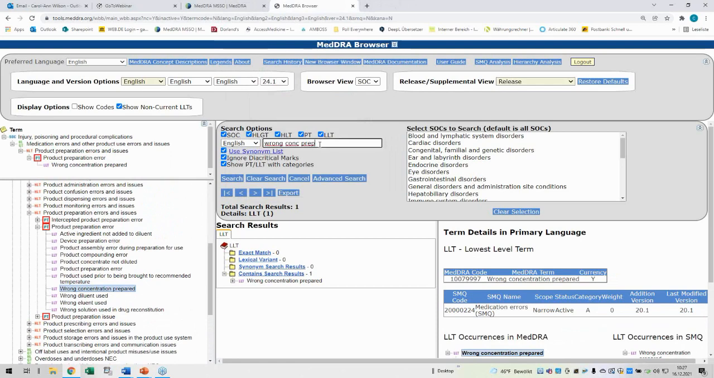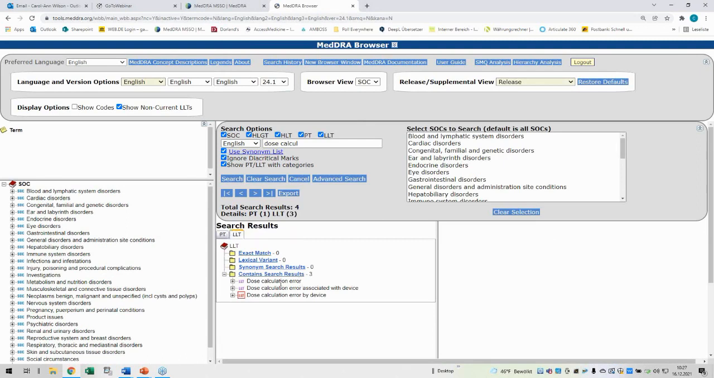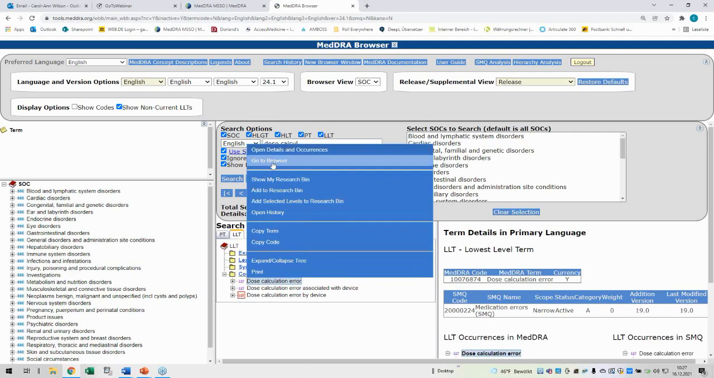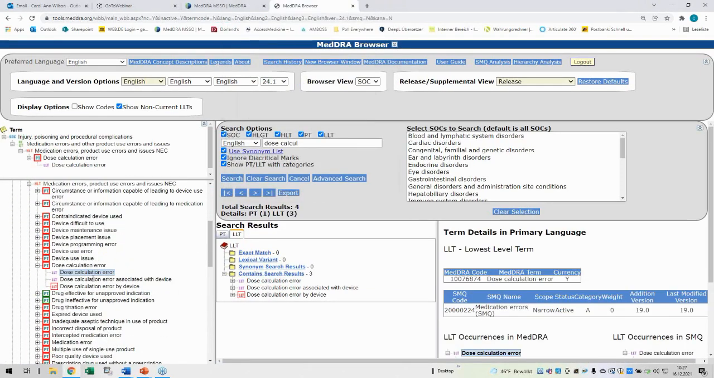Then we have a dose calculation. Let us check for the dose calculation, whether we find something here in search. Here's the dose calculation error. We saw it is an error what we are looking at. So dose calculation error would be the correct term.